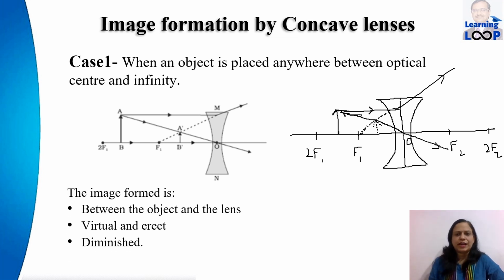So the 3 characteristics of the image formed here would be: the image is formed between the object and the lens. This is our object and this is our lens. So the image is formed anywhere between these two. It's not like it has to be beyond f1 or before f1. No, it could be anywhere between the object and the lens. It is a virtual and erect image, and also it is diminished. So for concave lenses, we always get a virtual and erect image which is always diminished.